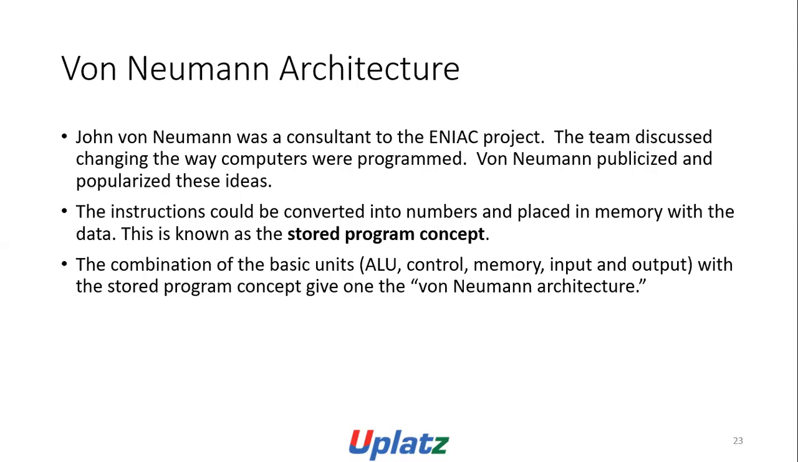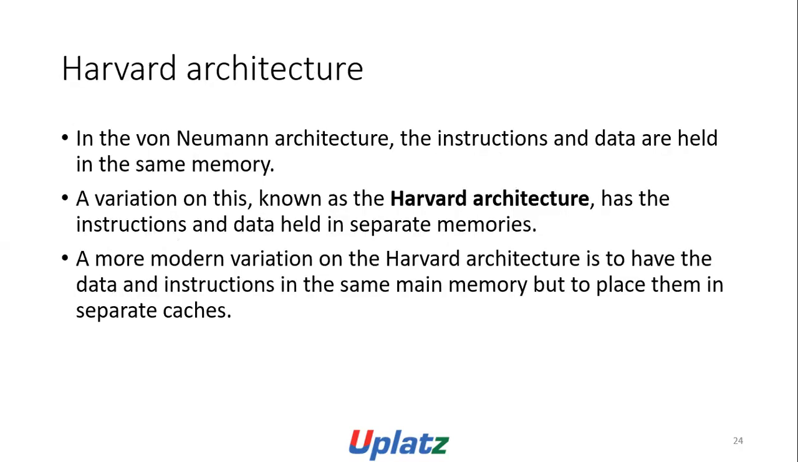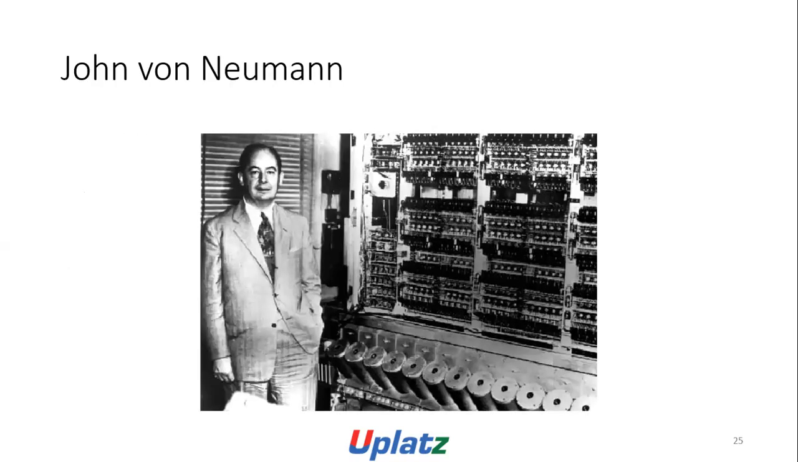The combination of basic units, ALU, control, memory, input and output, with the stored program concept gives one the von Neumann architecture. In the von Neumann architecture, instructions and data are held in the same memory. A variation of this, known as the Harvard architecture, has instructions and data held in separate memories. A more modern variation of the Harvard architecture is to have data and instructions in the same main memory, but to place them in separate caches. John von Neumann and his computer are shown here.